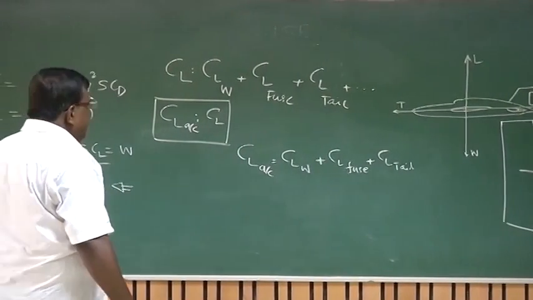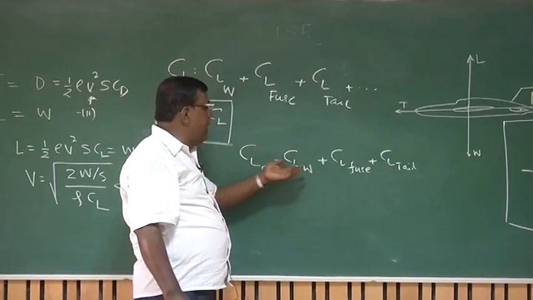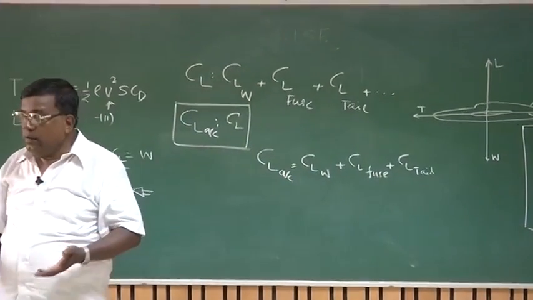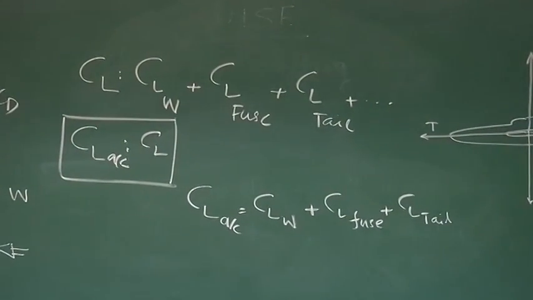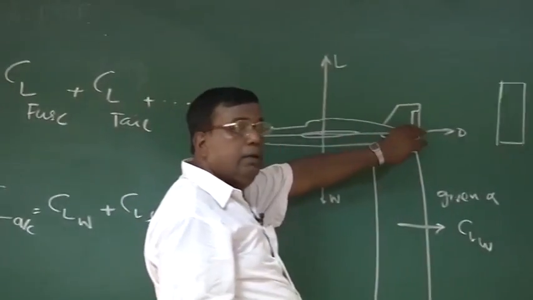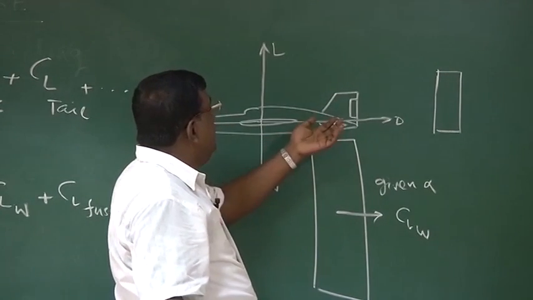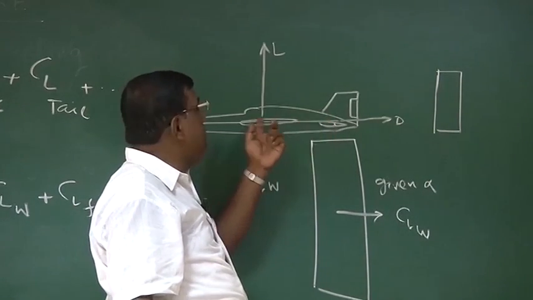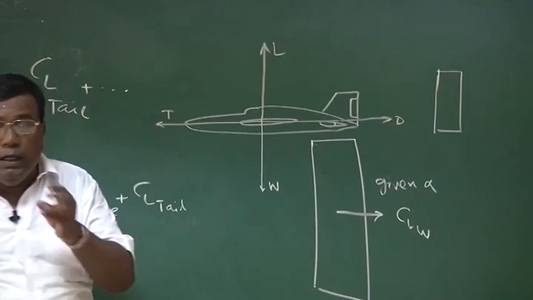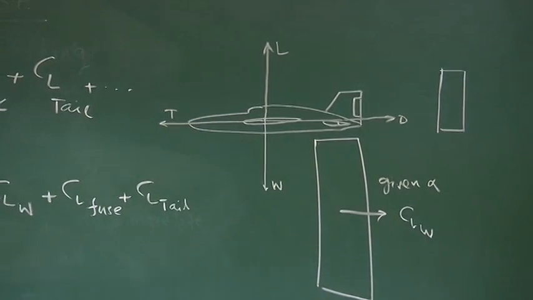It is true that if I see the numbers, the CL of the aircraft is predominantly decided by CL of the wing, and that is true also because the wing has a unique role. Wing's role is to generate lift. And what is the role of tail? The role of tail is to generate moment. So lift is not that important for tail, because the tail moment arm, the distance between aerodynamic center of the tail to CG of the airplane, that distance into the small force at the tail gives the moment which is required to control the airplane.